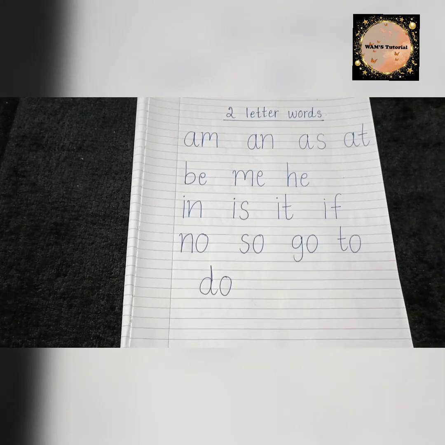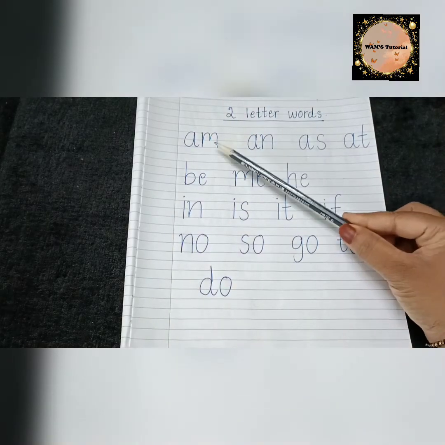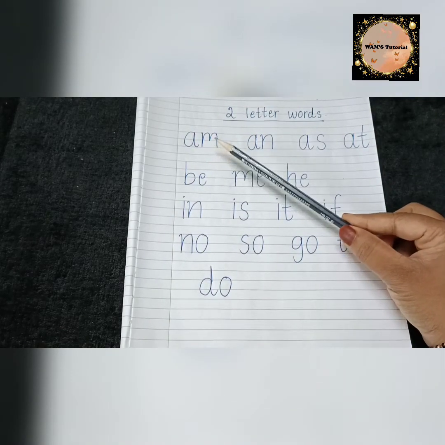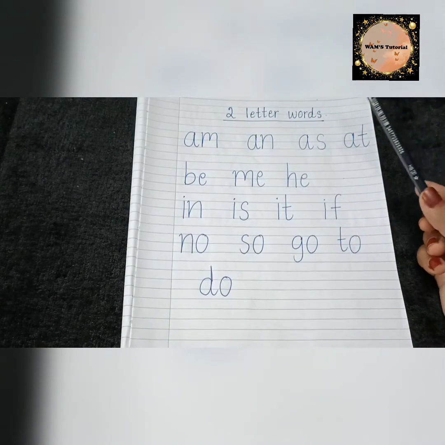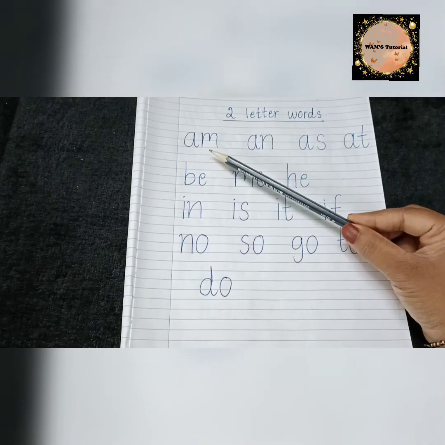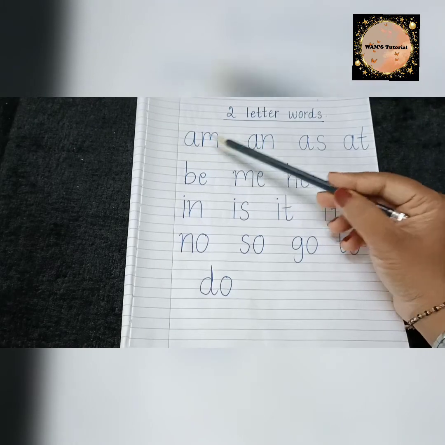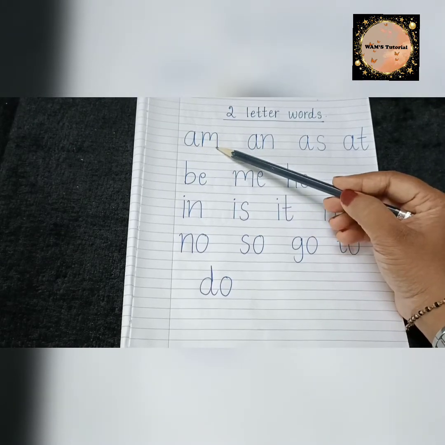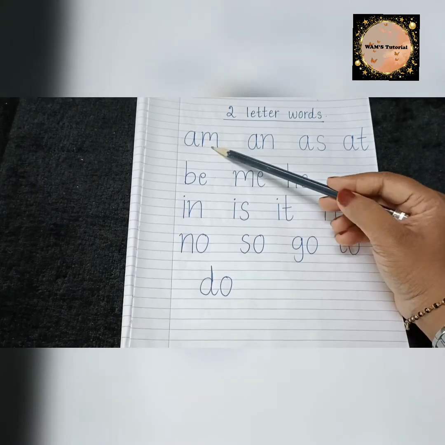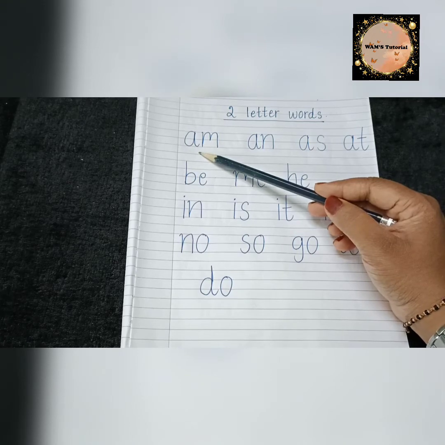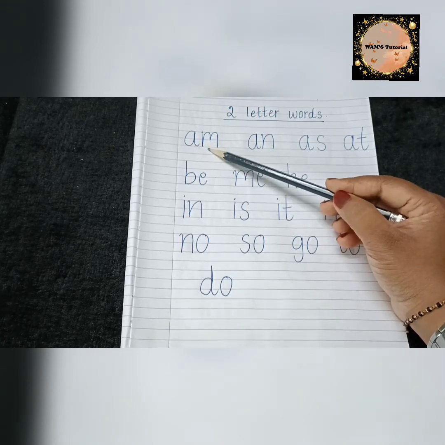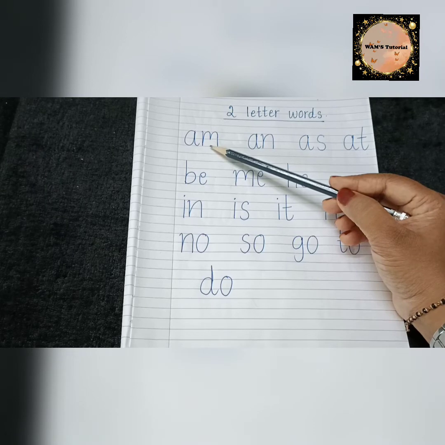The first and foremost thing here is we need to know that whenever we teach any two-letter words or any sort of word, we need to teach them in phonics and in normal form also. For example, am. So this makes am. You need to teach them in phonics as am, and you need to teach them in a normal way, that is am.